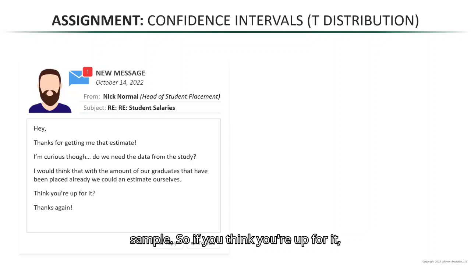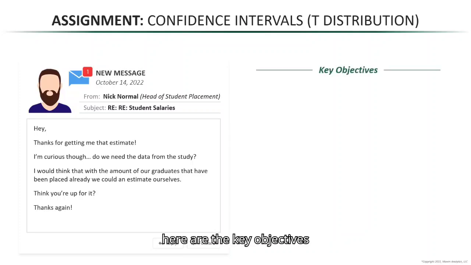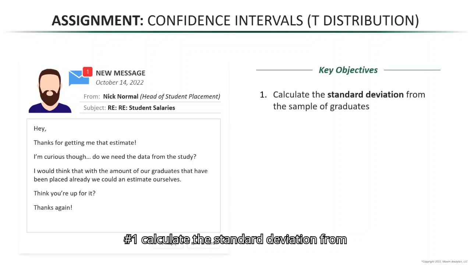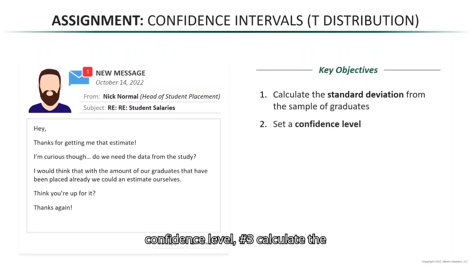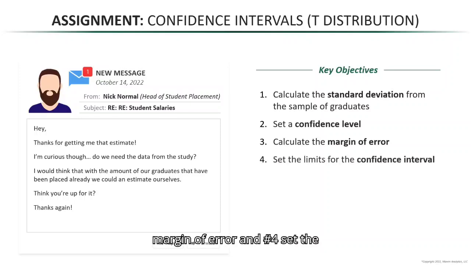So if you think you're up for it, here are the key objectives. Number 1, calculate the standard deviation from the sample of graduates. Number 2, set a confidence level. Number 3, calculate the margin of error. And number 4, set the limit for the confidence interval. So go ahead, give this a shot yourself, and then I'll see you in the solution video afterwards.